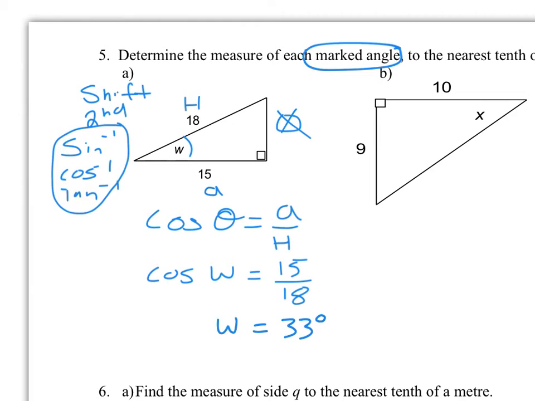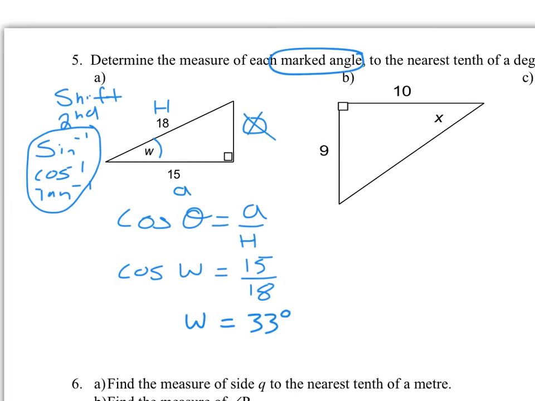Now, if you can't get that because you don't have a two-line calculator, then you're going to have to do 15 divided by 18 first and get 0.83. Once you get that 0.83, you're going to press shift or that second function button, cos, press equal, and then it should turn that 0.83 into 33 degrees.